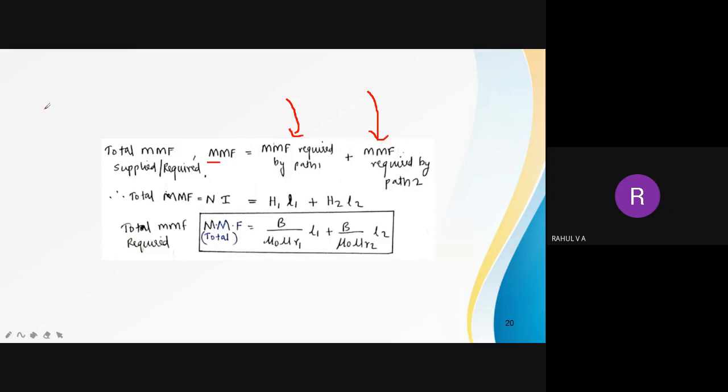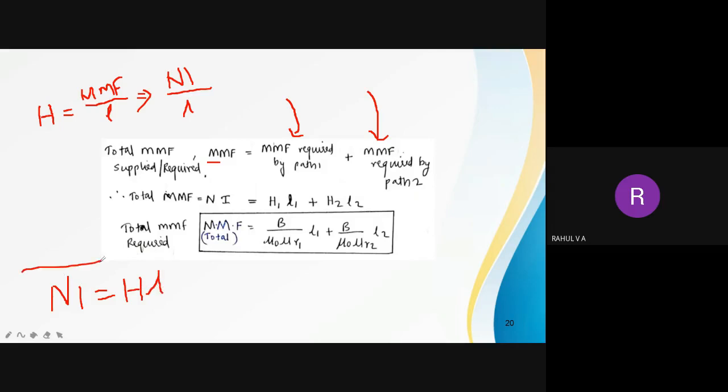And we know already that magnetic field strength is equal to MMF per length. Magnetic field strength is MMF divided by length. So from this equation, H is equal to MMF by L, that is Ni divided by L, or MMF Ni is equal to H into L. So that is the formula.